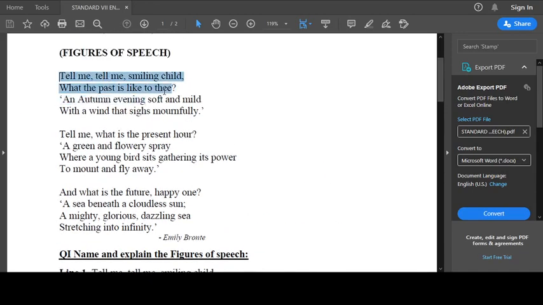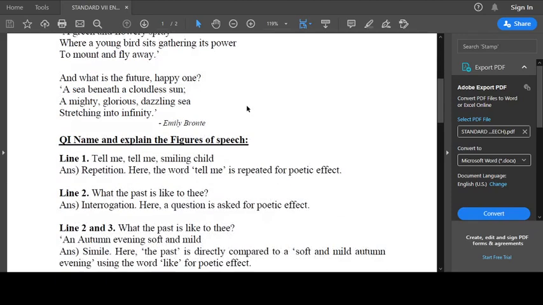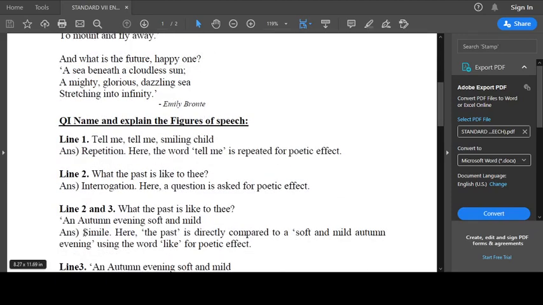Tell me, smiling child, what the past is like to thee, an autumn evening, soft and mild. Now, if you look at these two lines, children, here they are talking about the past. And the past is directly compared to an autumn evening, which is soft and mild. So there is a direct comparison between the past and the autumn evening. And in order to compare these two, they have used the word like. Can you see like, children? So which figure of speech is it? Simile. See the spelling of simile. S-I-M-I-L-E. So it is simile.